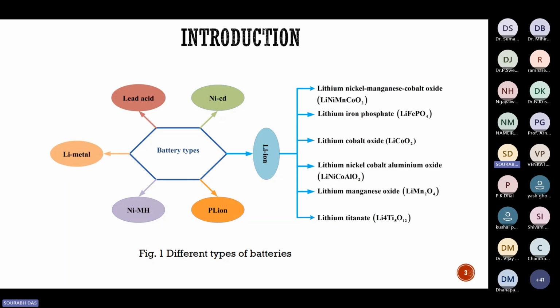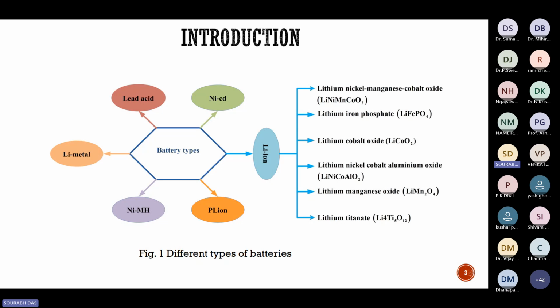Then lithium manganese oxide also provides a high energy density and better thermal stability and safety. So it is used in power tools and medical devices. And then lithium titanate battery. It is a safe battery, fast charging can be done and it is highly durable. And it is used in high power application.